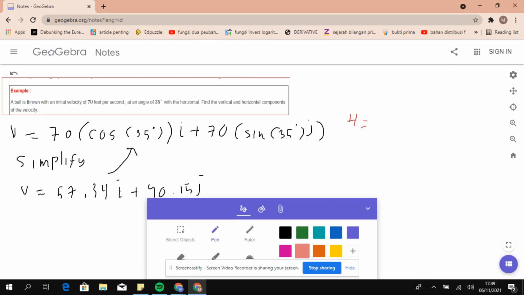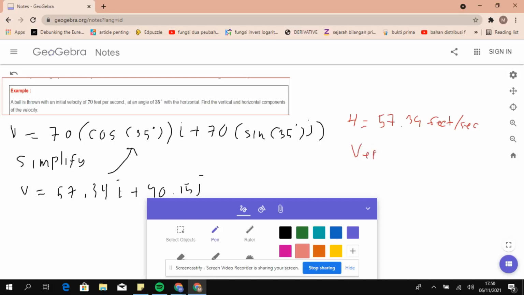Now I can conclude that the horizontal component of the velocity is 57.34i. Here 57.34i, but I do not need to write the i, because from the question it is asked to give the components of the velocity, which I'm going to write in feet per second, because again we are talking about velocity, not the direction of where the vector is.